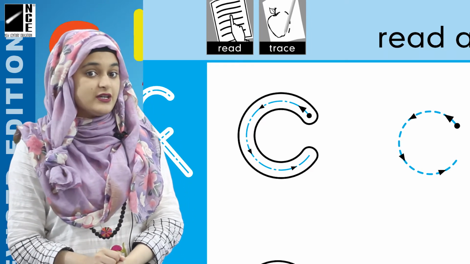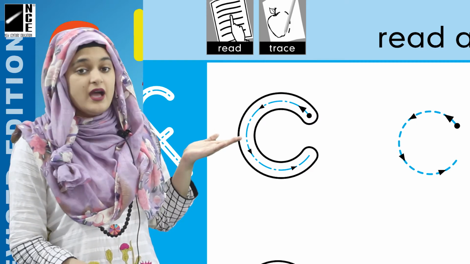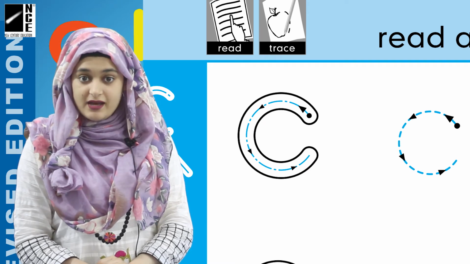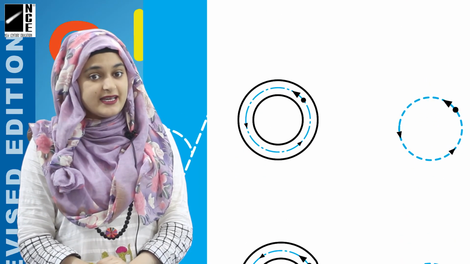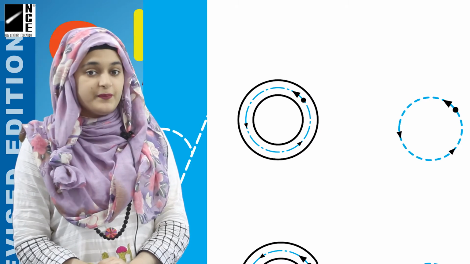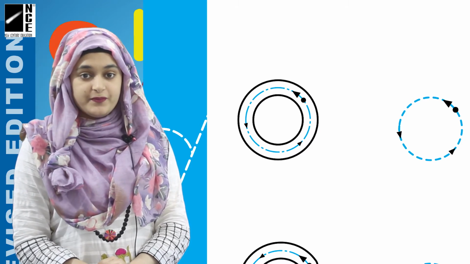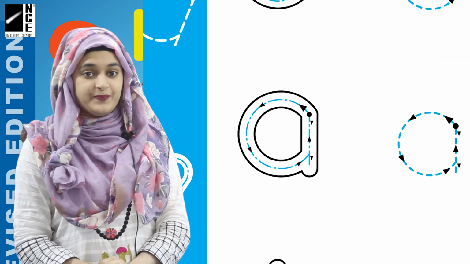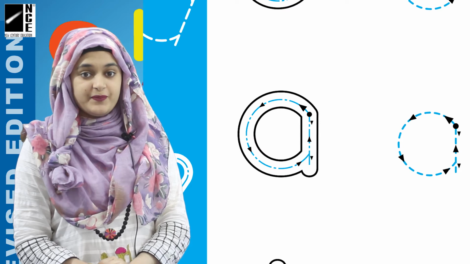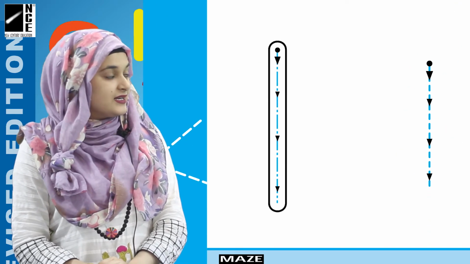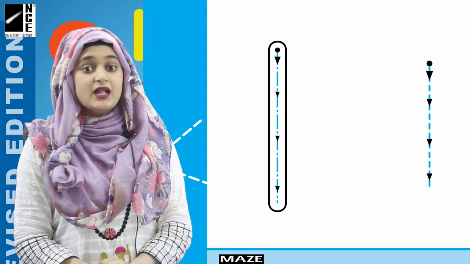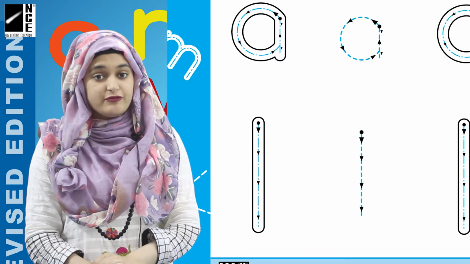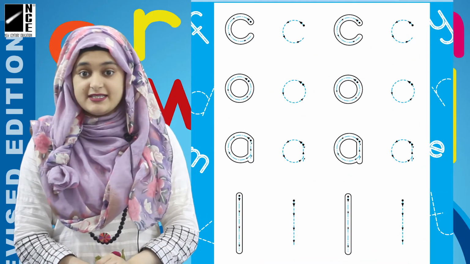So the first letter sound we have is K. The second is O. The third is A. And the last one is U. Now children, what you have to do, you have to trace these letter sounds.